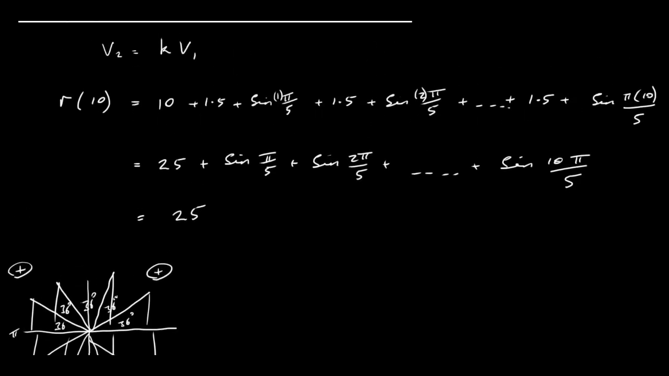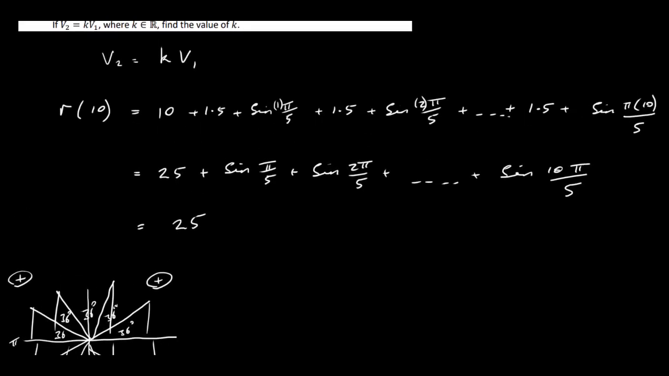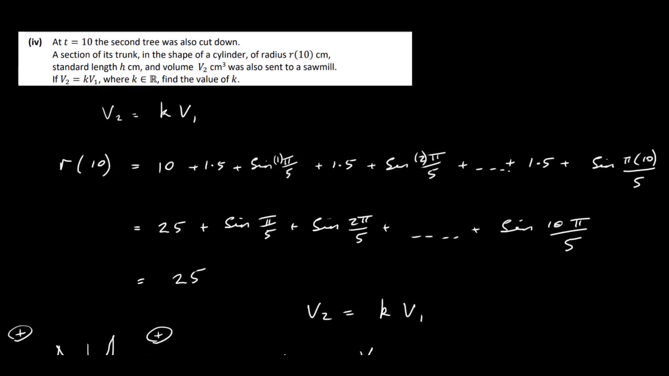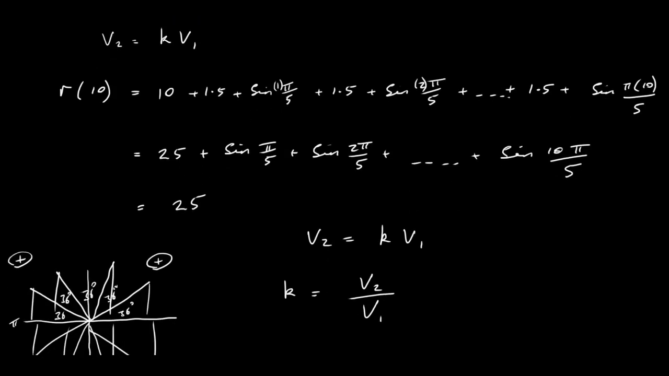So what do we have to do at the end of all of this? We've got to do V2 is equal to some constant times V1, or our K here is just going to be equal to V2 divided by V1. So let's work out these two volumes. Now our V2, which is this one here, this is our second tree here, V2.